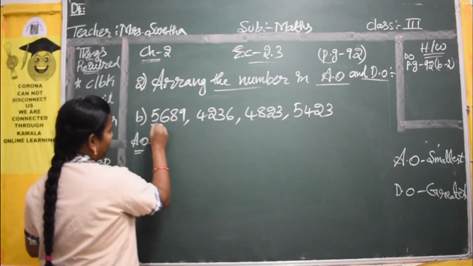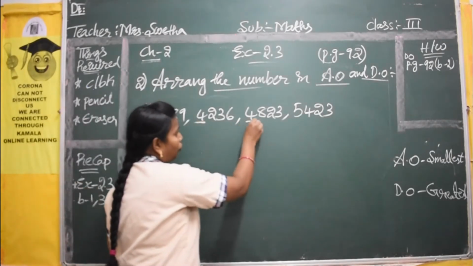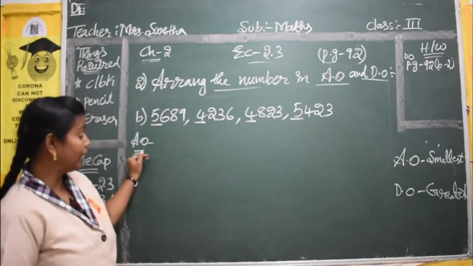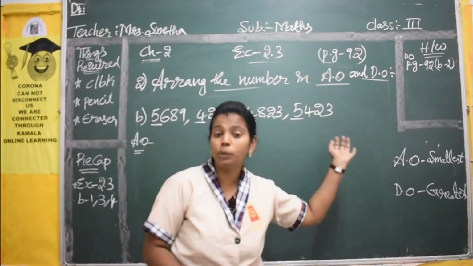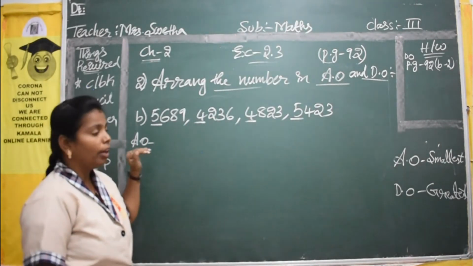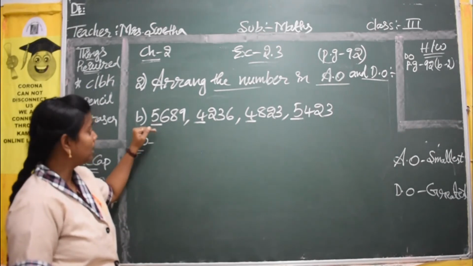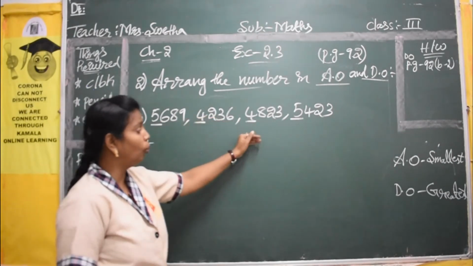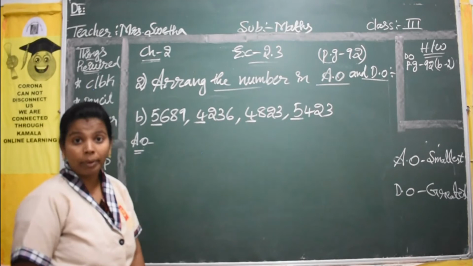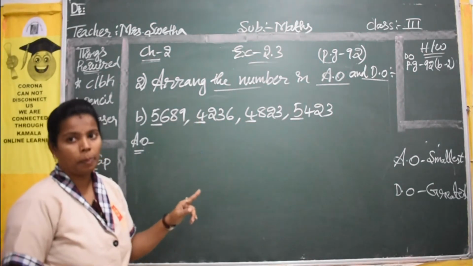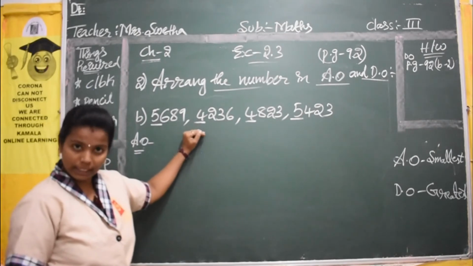So check 5, 4, 4, 5. Which number do you have to pick? As you are writing ascending order, it means you have to pick the smallest number. So ascending order means smallest number. From this 5, 4, 4, 5, which is the smallest number? Here you have 5 and 4, but they are two numbers. So 4 is the smallest number.